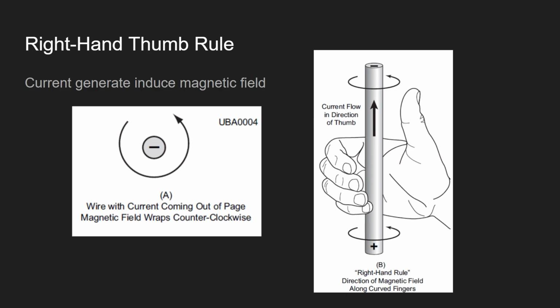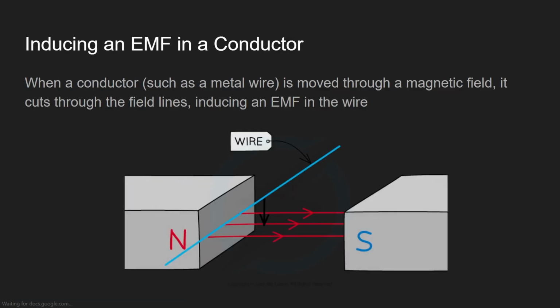So in the diagram, the current flows from positive to negative, which is flowing in this way. So you know that the magnetic field will grab like this, in this way. This is how to find out the magnetic field when current passes through the wire.